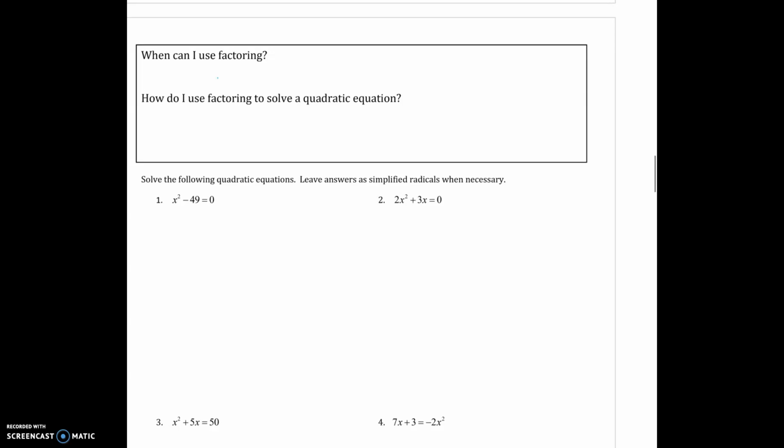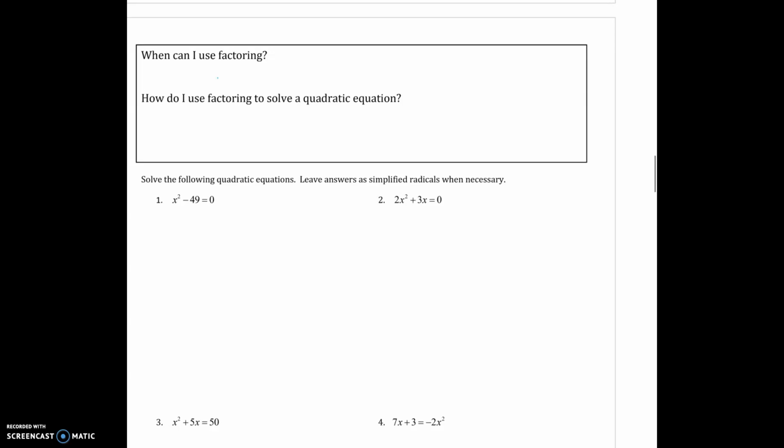So Ms. Roseline has already gone over with you a review of factoring and also a review of the zero product property. So what we're going to be doing today is putting factoring and the zero product property together when we are solving these quadratic equations.